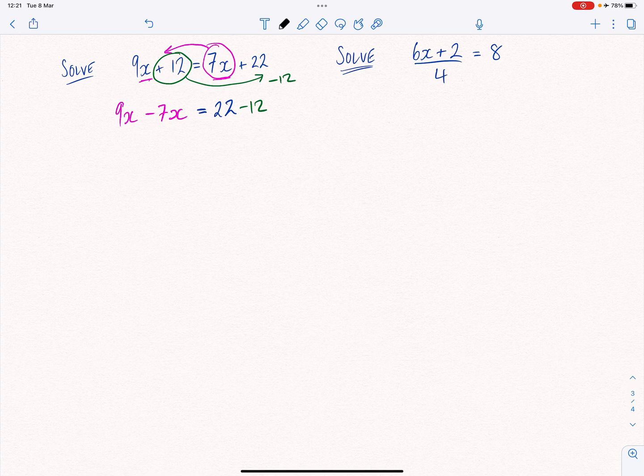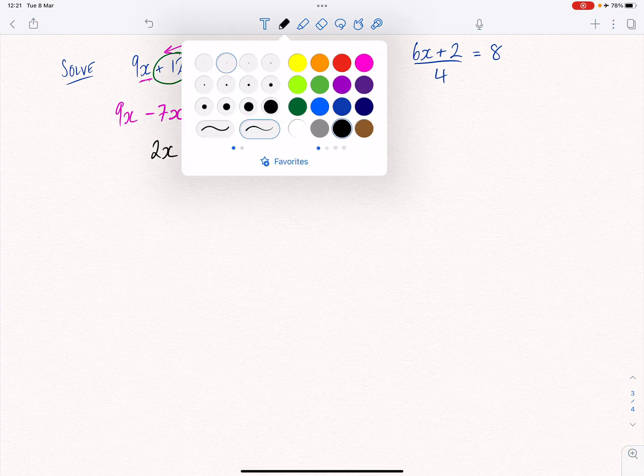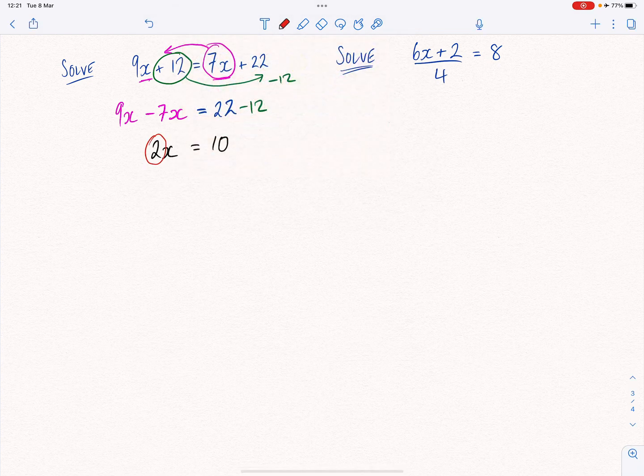From here, 9x minus 7x becomes 2x, and 22 minus 12 is 10. And the final step, as we just did in the other 2 examples, is because it's a times by 2, when I move that over, it becomes a divide by 2. 10 divided by 2 is 5. And I know that that is the correct answer.